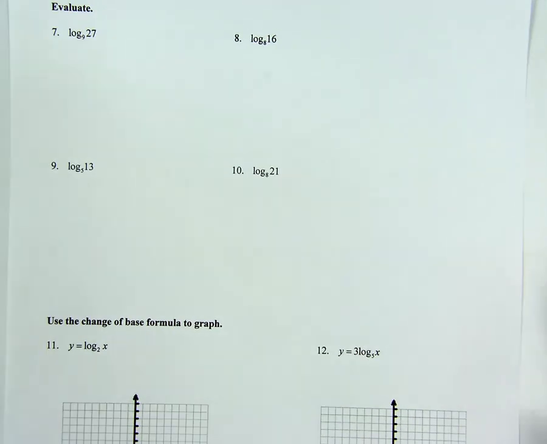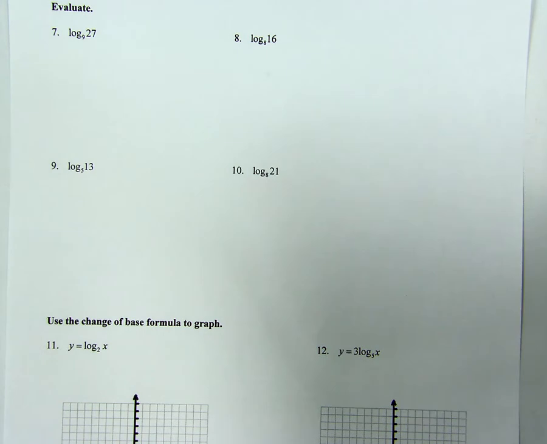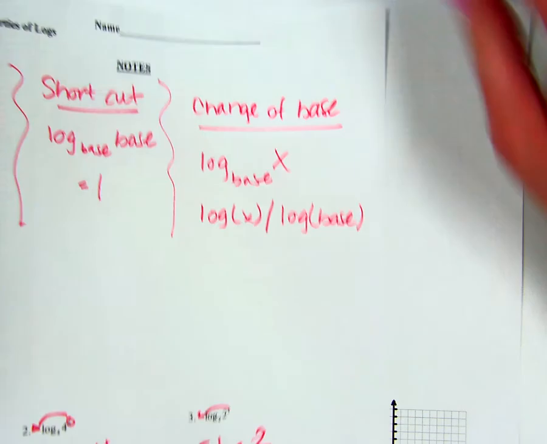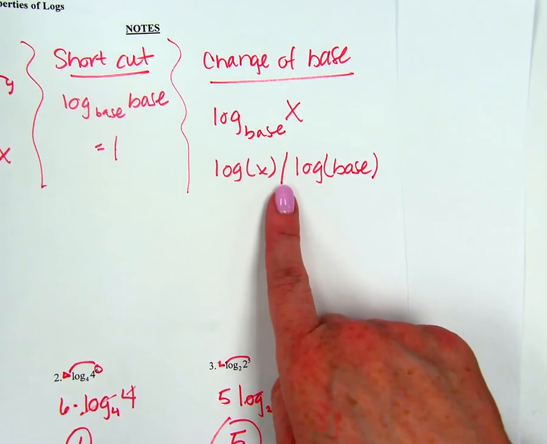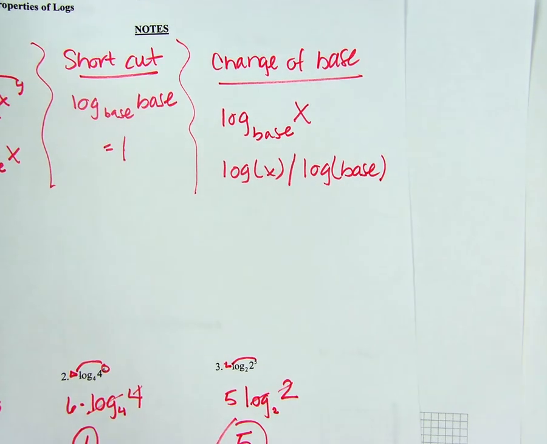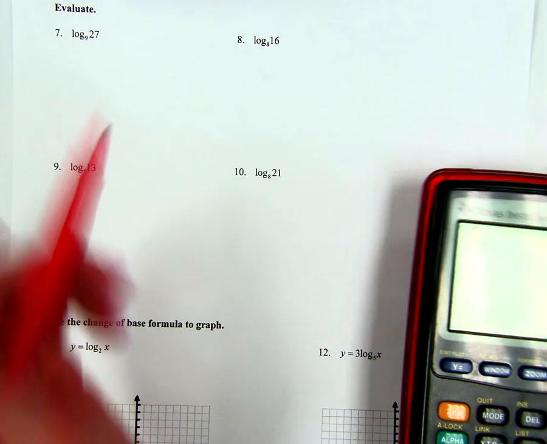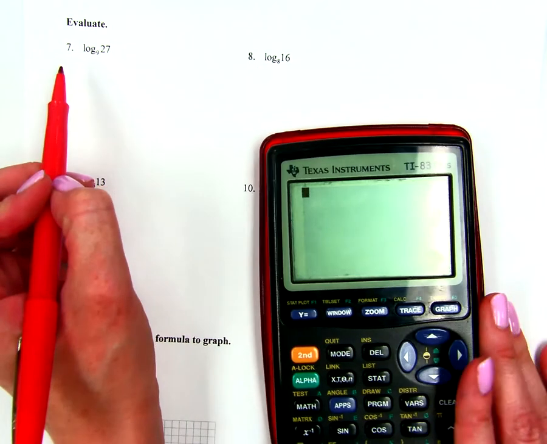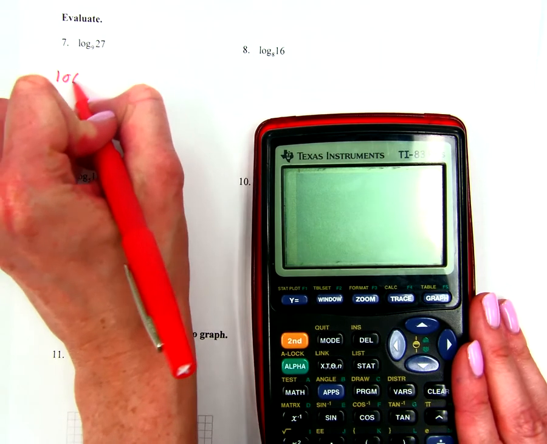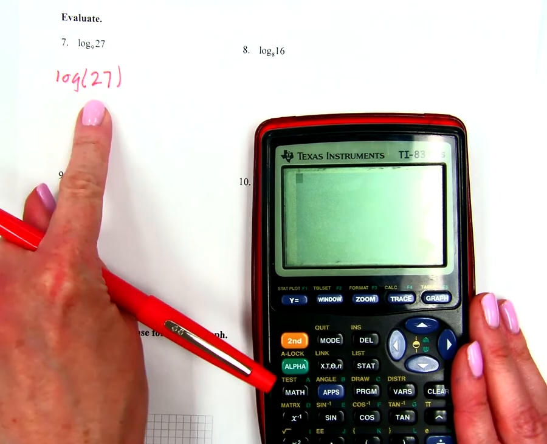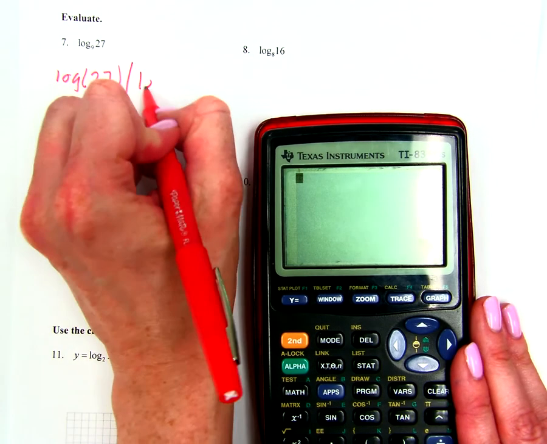And again, keep your notes out. If you have questions, flip back and reference those if you need to. Number 7, we're doing the change of base form. If you look back at your notes, the change of base form has us just dividing and putting it into the calculator. So make sure you get your calculator. If you do not have it, pause right now, grab your calculator, then start the video up again. Here I have my calculator right here. All we're doing is the log. We're going to put 27 in our parentheses here, and we're going to divide that.